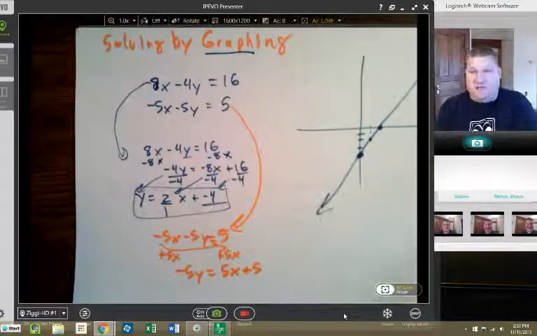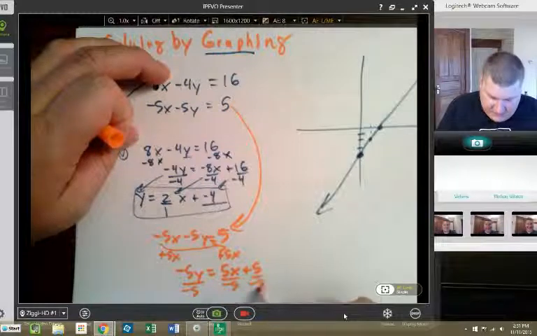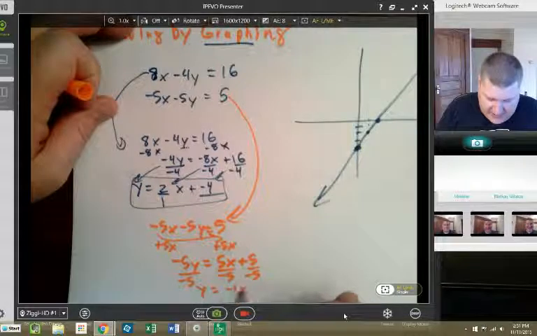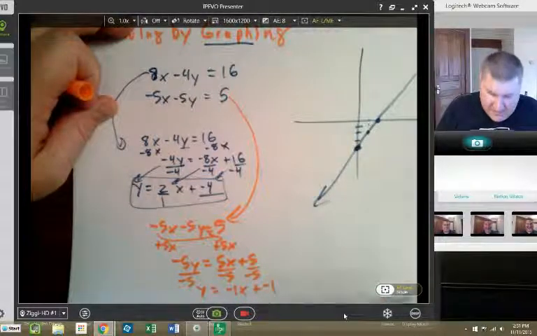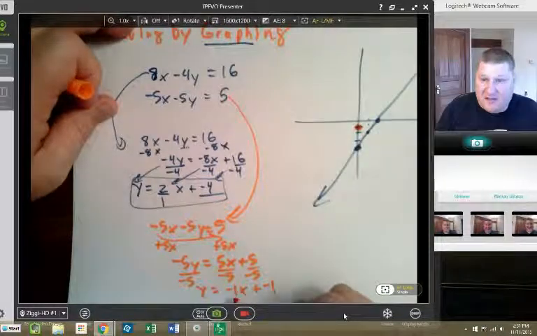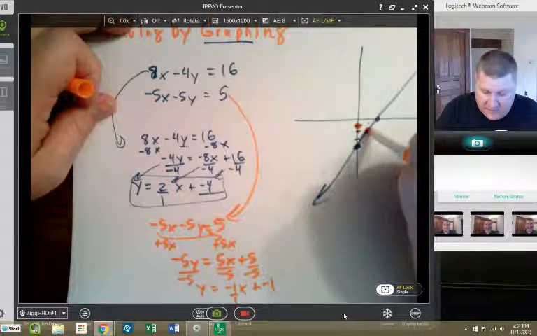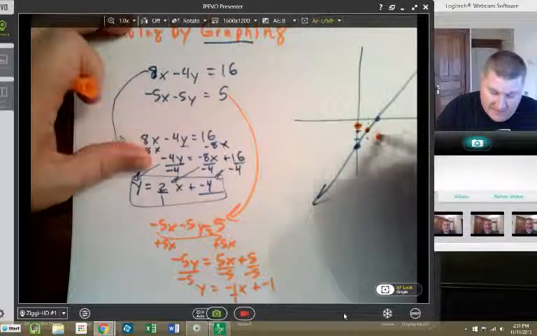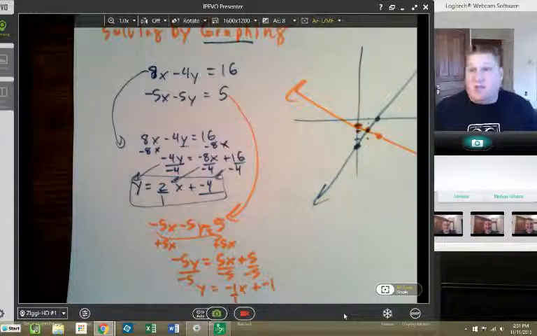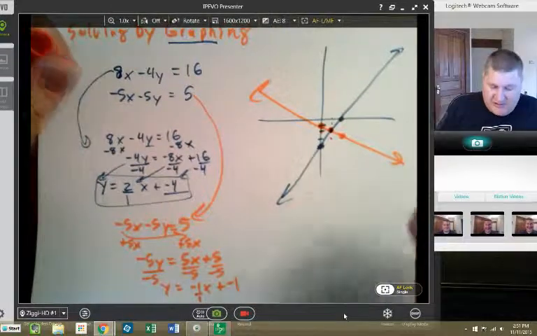At this point, all I have to do to get y by itself is divide by negative 5. But don't forget to divide everything. So y equals negative 1x plus negative 1. So if I do this, my y-intercept is negative 1. Now remember, a slope with a whole number could always be put over 1, so it's down 1 over 1, down 1 over 1. And I graph that line, and there we go. And you can see that they clearly cross in one spot. This spot right here.